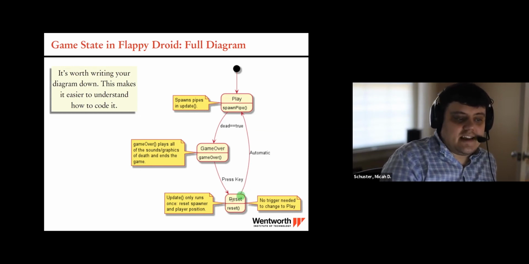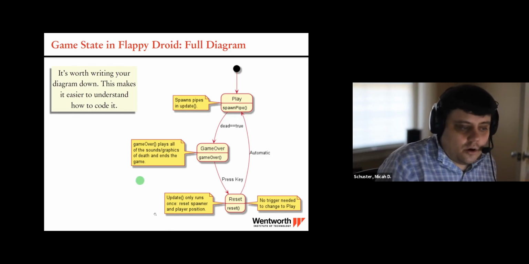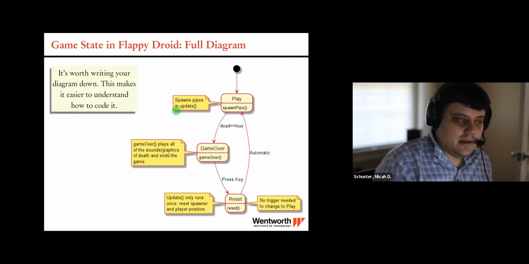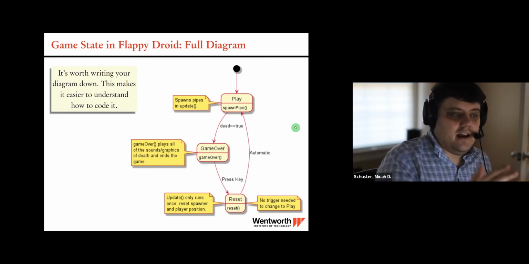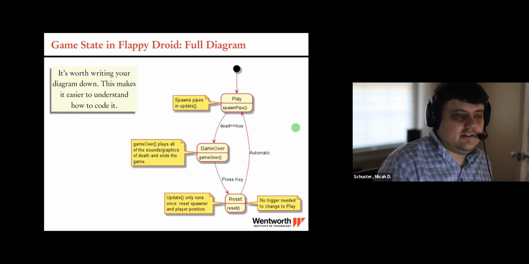And then maybe reset, maybe it's just automatic. It does update one time maybe, and then it automatically goes back to play, for instance. So if you write out your states like this with what causes their transition and maybe a little bit of notes about them, then you can easily come up with the state classes you need to implement this stuff.